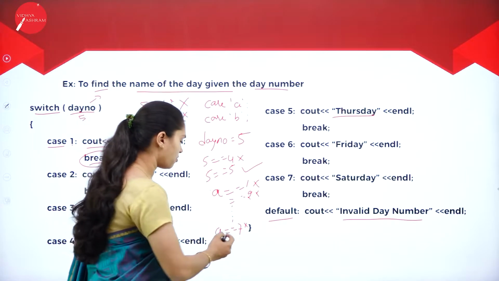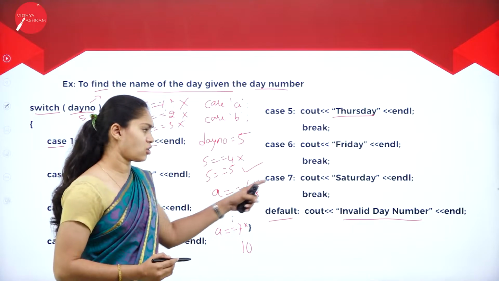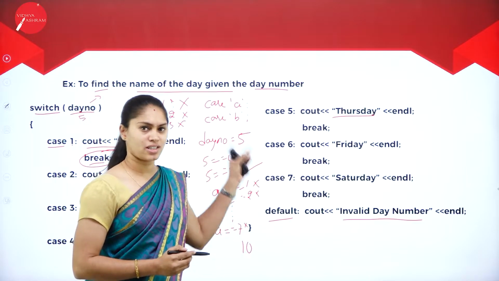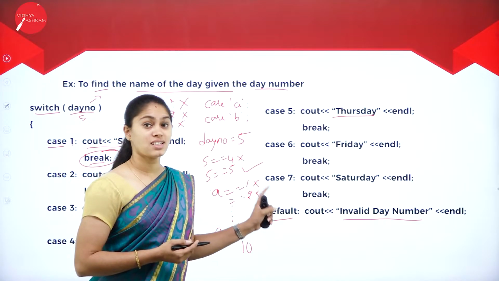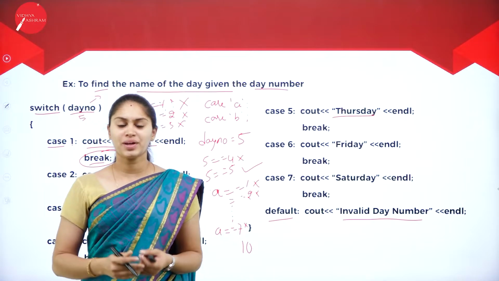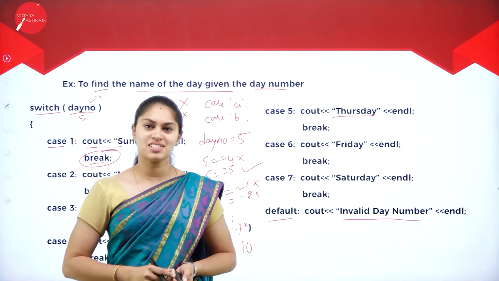In the same way, I am going to take 10. But 10 is not among any of the cases here. Then only it will execute the default statement. So you can consider this as an example for the switch statement.